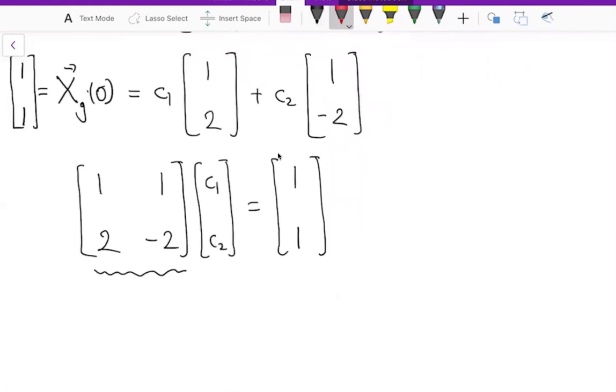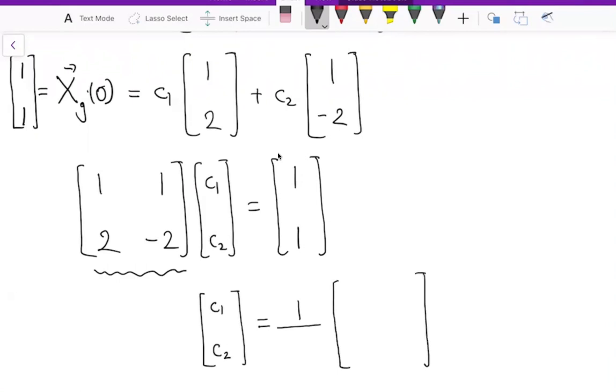And what is then this solution, C1, C2? For a 2 by 2 matrix, we know the inverse. The inverse is 1 over the determinant, which is -4, times the matrix where you switch the main diagonal entries, -2 and 1, and you negate the other entries, so -1, -2. And then when you multiply with 1, 1, you will be able to get C1 and C2. So let's do it.